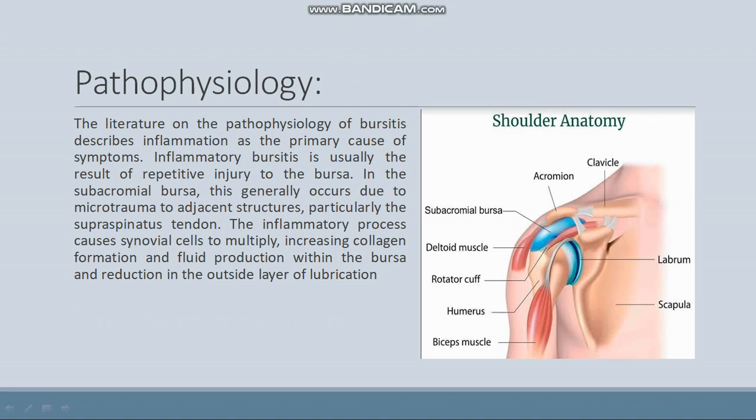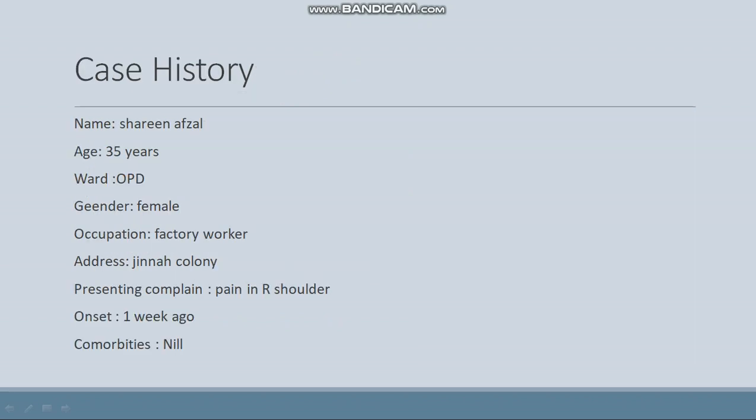Pathophysiology. The literature on the pathophysiology of bursitis describes inflammation as the primary cause of symptoms. Inflammatory bursitis is usually the result of repetitive injury to the bursa. In the subacromial bursa, this generally occurs due to microtrauma to adjacent structures, particularly the supraspinatus tendon. The inflammatory process causes synovial cells to multiply, increasing collagen formation and fluid production within the bursa and reducing the outside layer of lubrication.